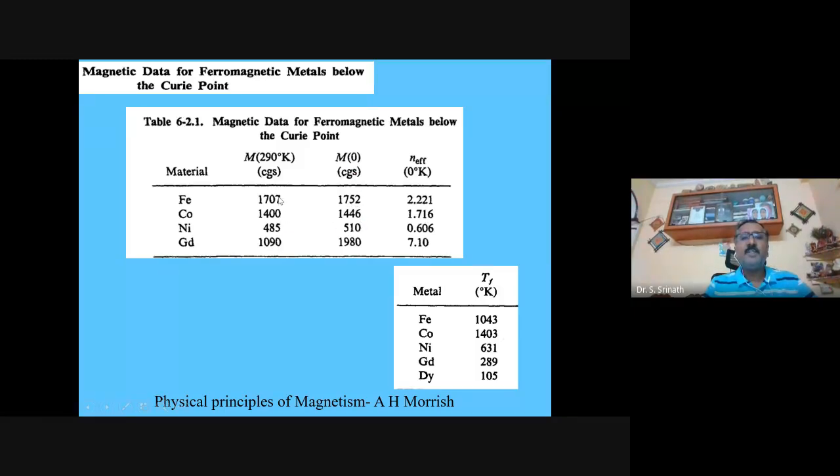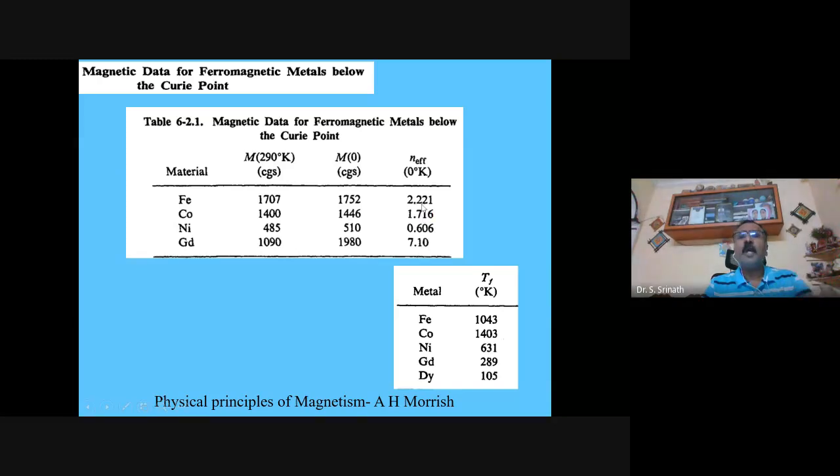This is a magnetization at that value, and saturation is M0. That means at 0 Kelvin. At 0 Kelvin, there is no thermal energy to randomize the spins, and intrinsically the moments are all oriented along the particular direction, and that's the maximum magnetization that a material can have, which is called saturation magnetization.